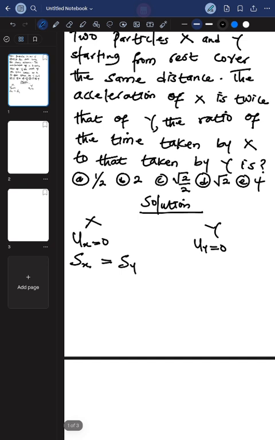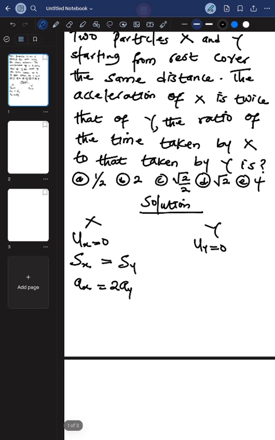Now, not just that. We now move on. It says the acceleration of x is twice that of y. That is ax equals 2ay. Yep. So you see the way I'm interpreting every line one by one, because you need to understand that to solve this question easily. So the acceleration of x is twice that of y.